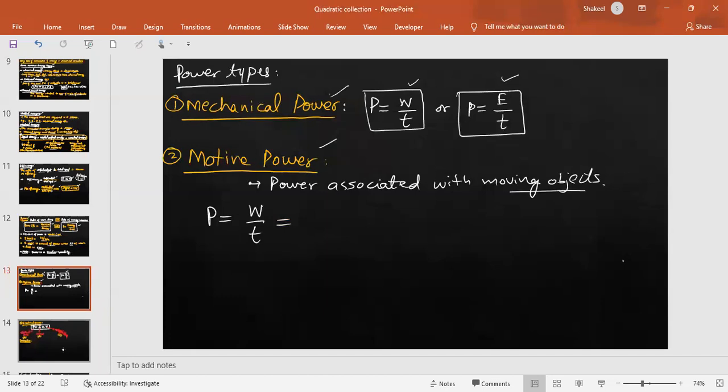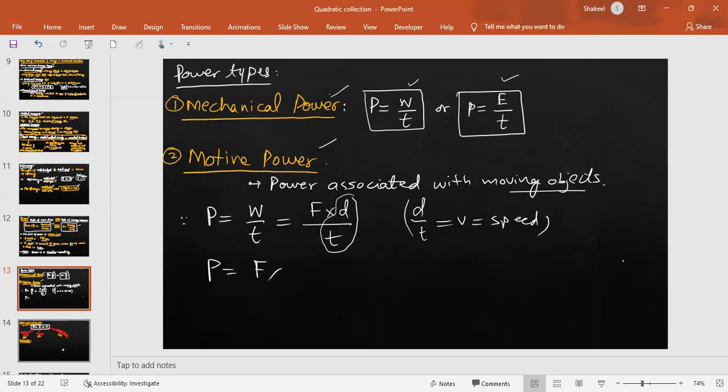So we have to derive some expression for this. Since power is work over time, and we know that work is force times distance. And one more thing, distance over time is equivalent to speed or velocity. So we say that power equals force times velocity. So this is the expression for motive power.